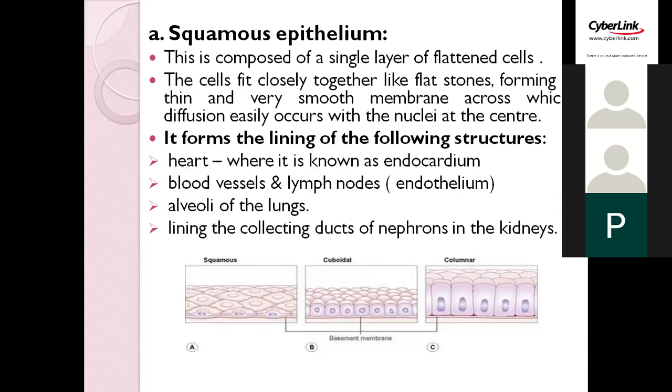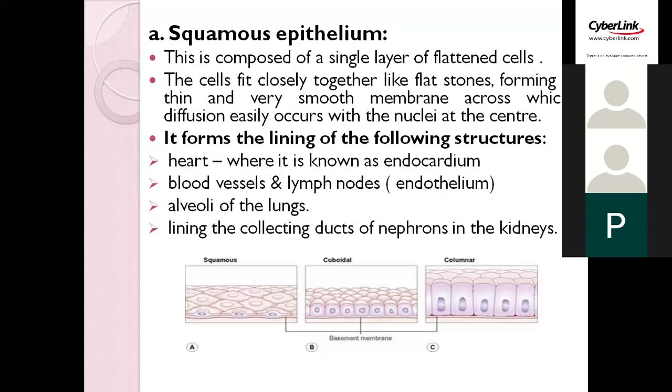So here, this type of squamous epithelium is usually present in areas where we need diffusion-type transportation. Then where do we usually find squamous epithelium? Whenever we say lining, which parts of the body or which organs do they cover? It is usually found in the heart, where it is known as the endocardium, the inside covering of the heart.